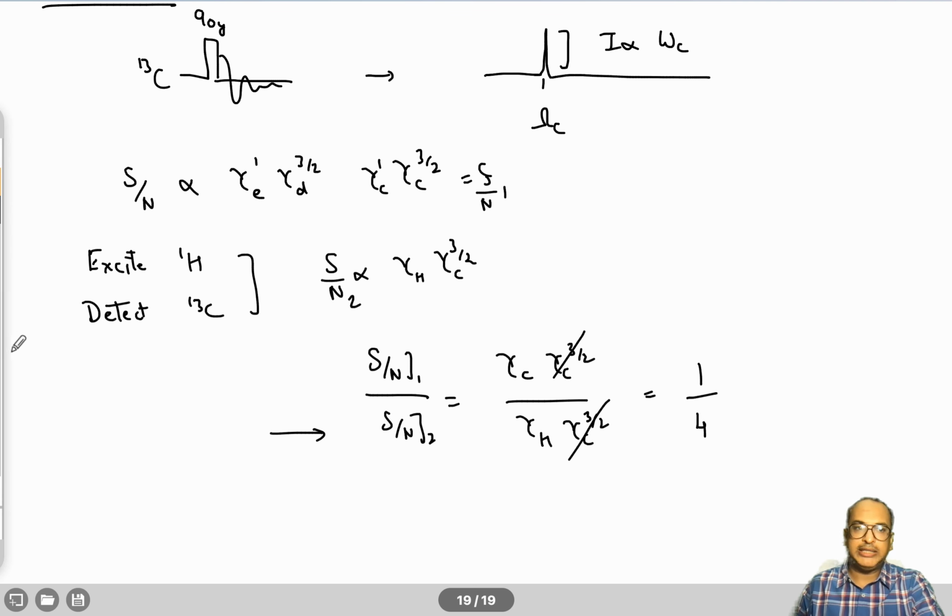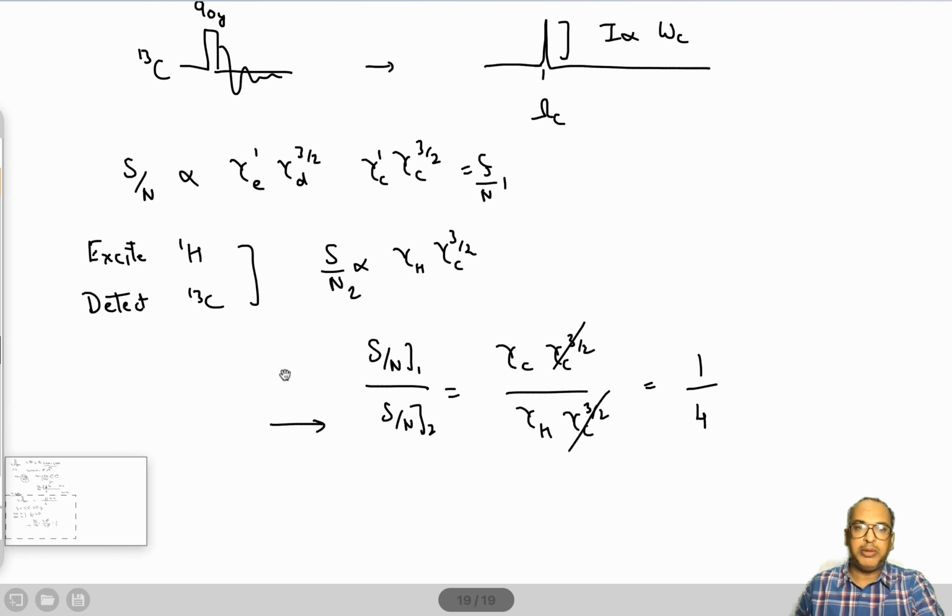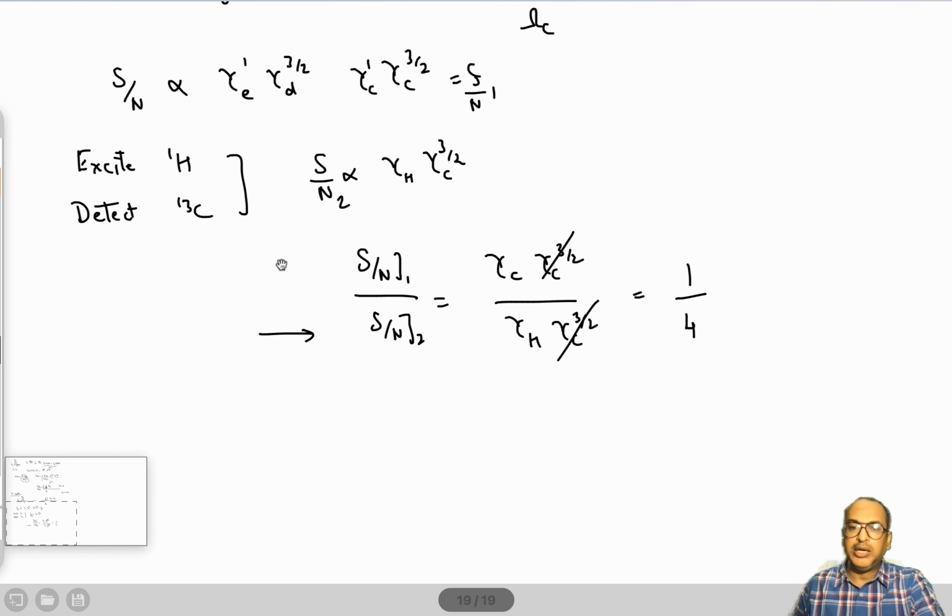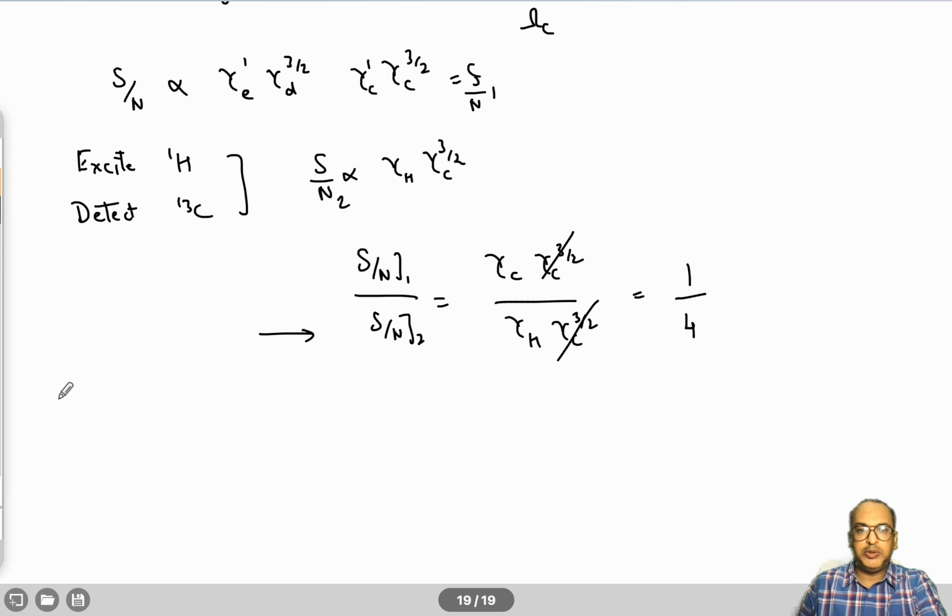But now how do we excite proton and detect carbon? Because if we are exciting the proton, then the magnetization is on proton. Now somehow we have to shift the magnetization, or in other words coherence, from proton to C13. So this is what we are going to discuss today. The name of the experiment is abbreviated as INEPT.